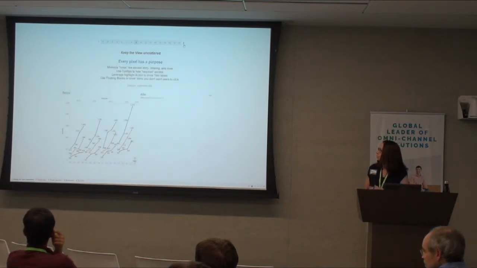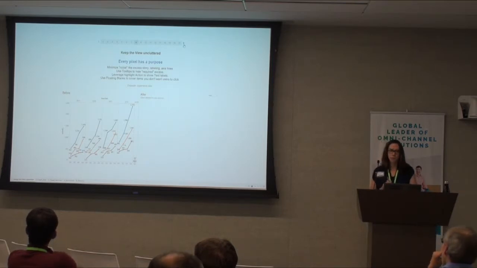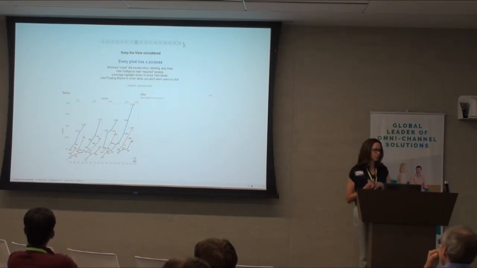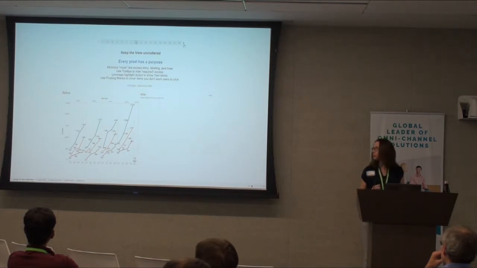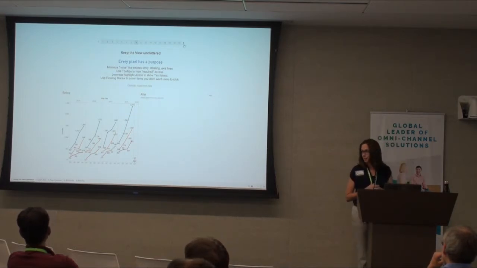So, in the interest of keeping the view uncluttered, I use the rule every pixel has a purpose. If you have a line in your chart and you can't explain why it's adding value, get rid of it. If you have labels that are showing in your view and they're not absolutely necessary to the user, don't show them.